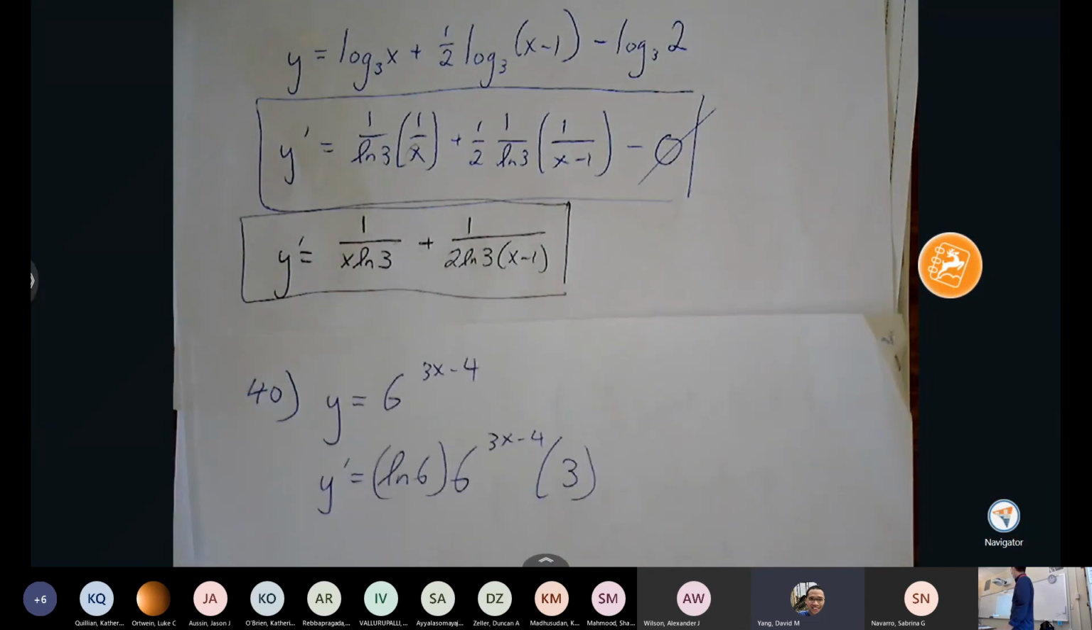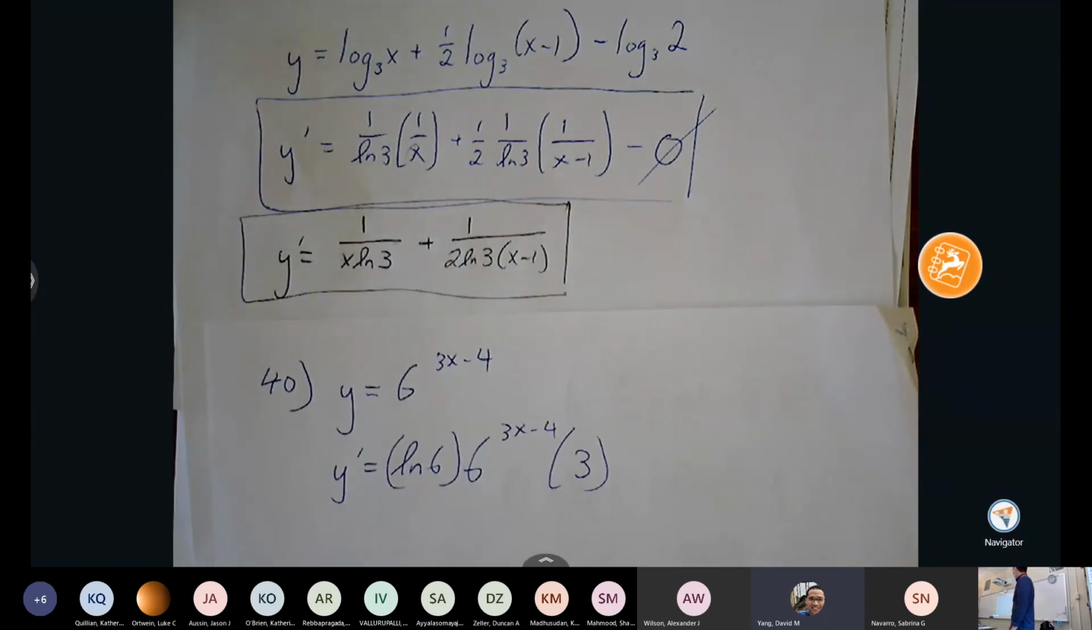Last one, number 40. Everything is set up and ready for the derivative rule, so we jump directly into our derivative rule. Natural log of a times a to the u times u prime. All right, any questions?